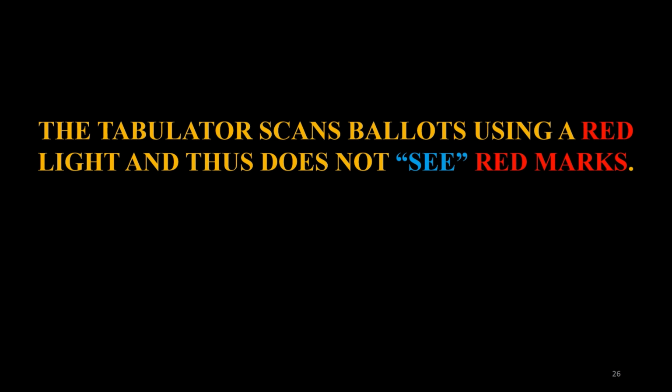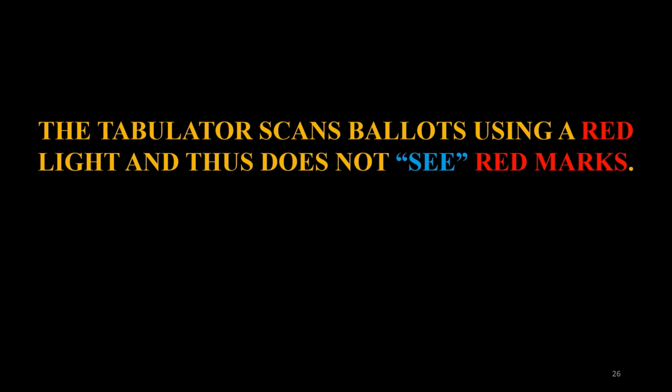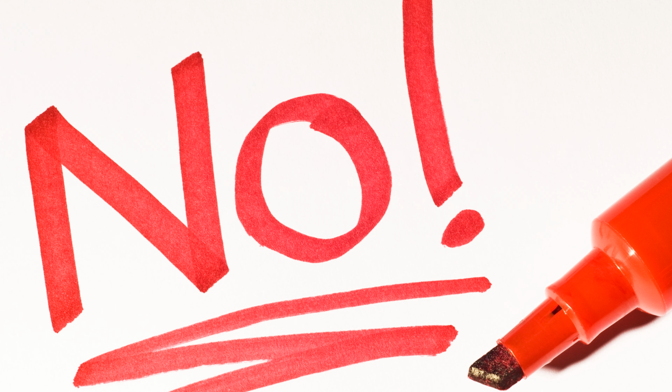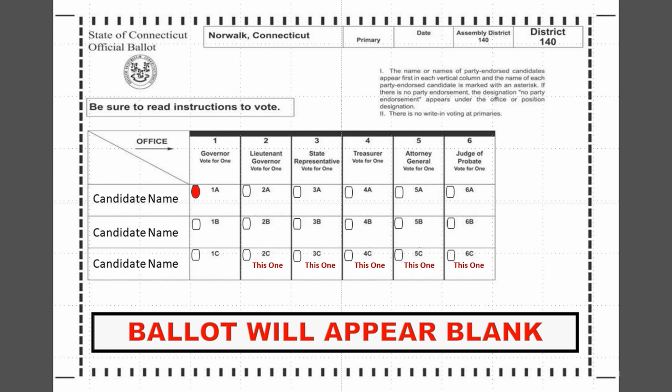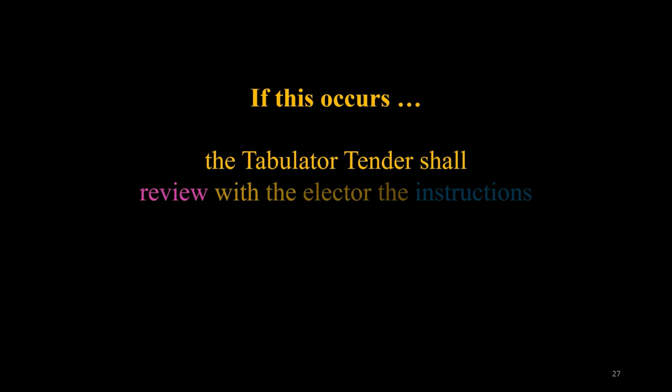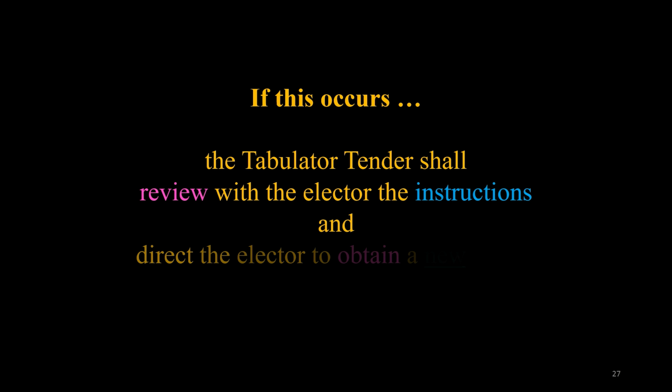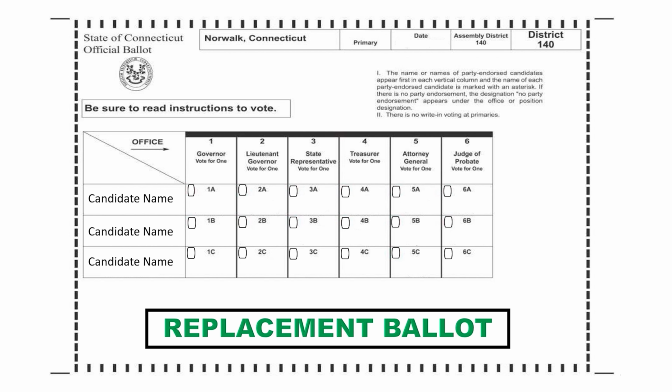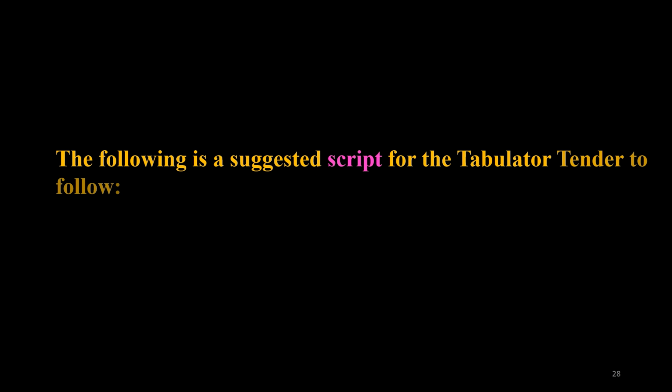Note: the tabulator scans ballots using a red light and thus does not see markings that are in red. If the elector uses a red pen, the ballot will appear blank to the tabulator. The tabulator tender shall review with the elector the correct voting instructions and direct the elector to obtain a new replacement ballot. The following is a suggested script for the tabulator tender to follow.